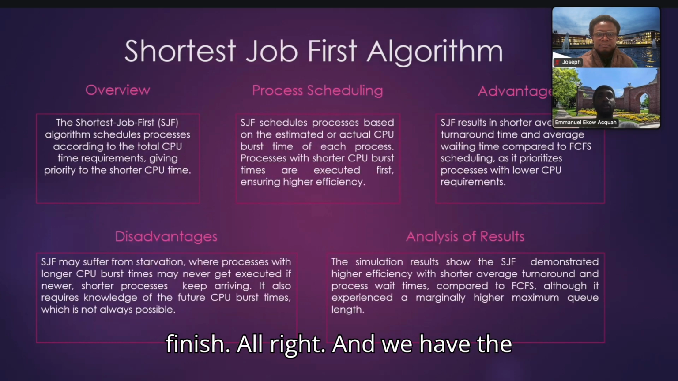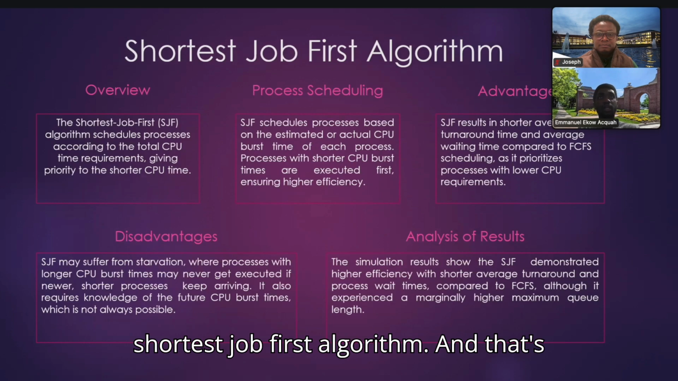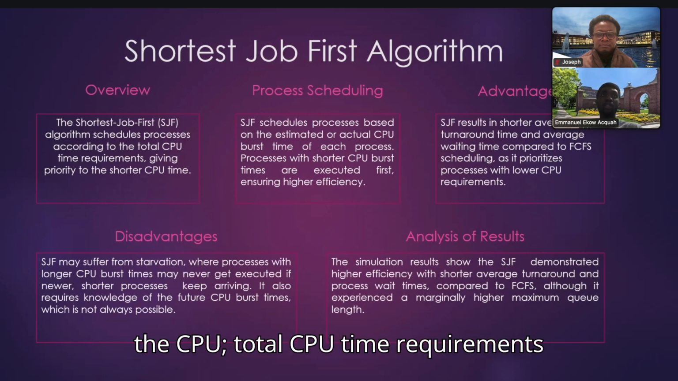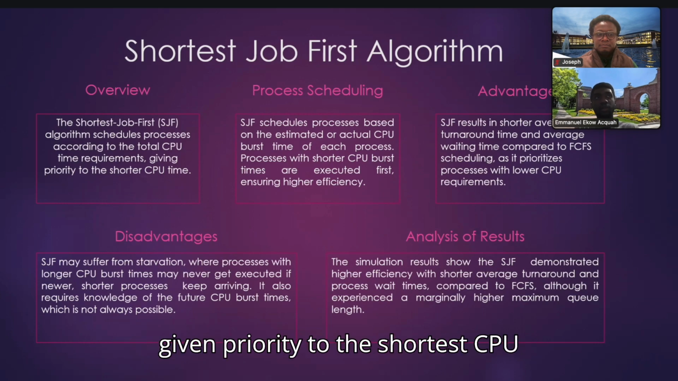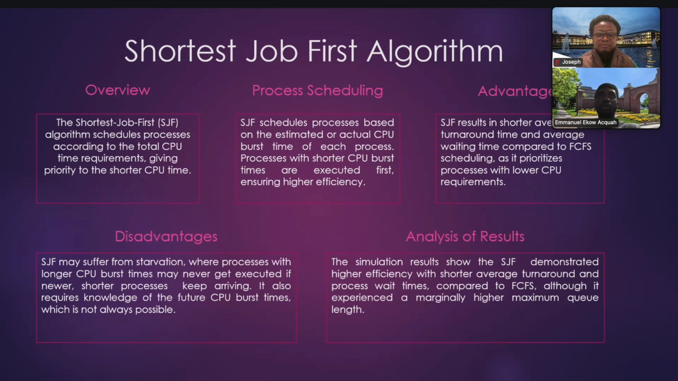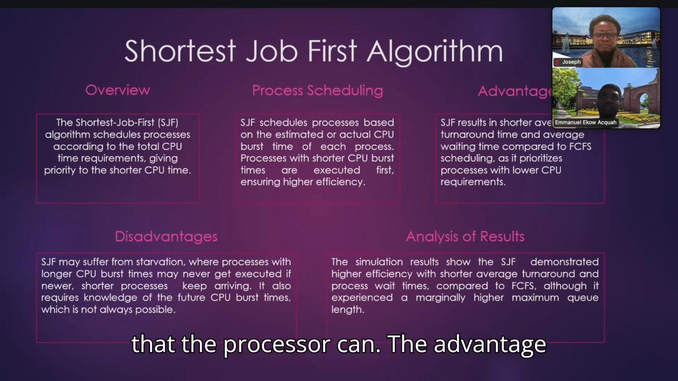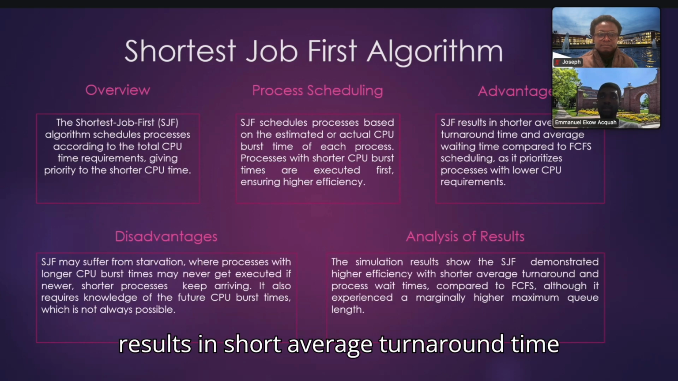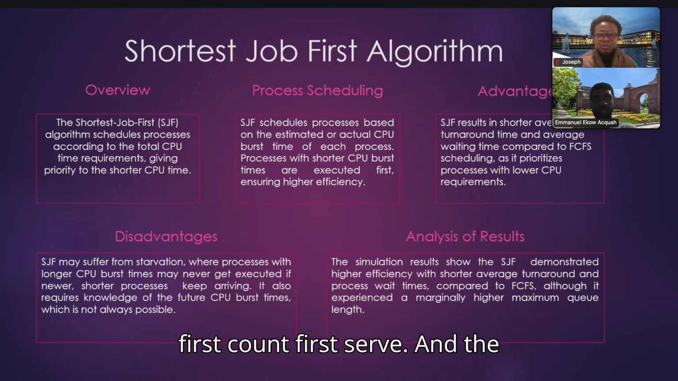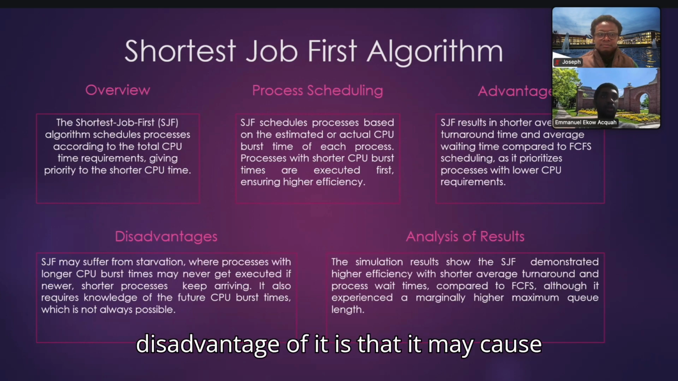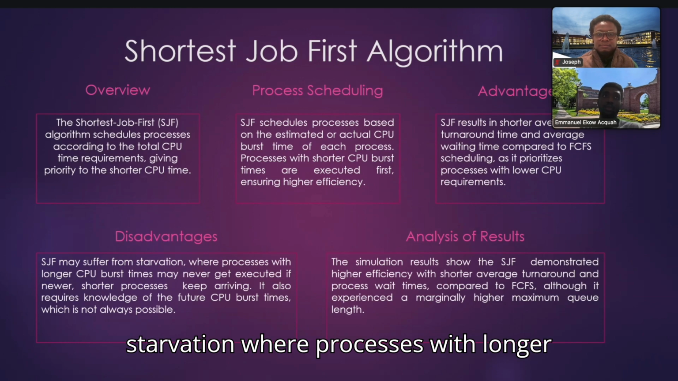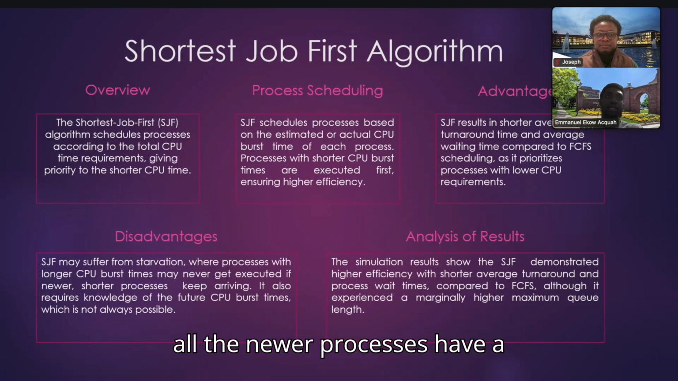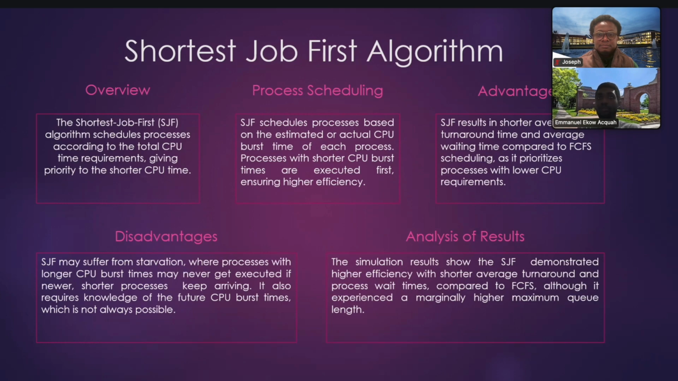All right. And we have the shortest job first algorithm. The overview is that the shortest job algorithm schedules processes according to the total CPU time requirement, giving priority to the shortest CPU time. The advantage of it is that the shortest job results in shorter average turnaround time and average waiting time compared to the first come, first serve. A disadvantage is that it may cause starvation, where processes with longer CPU burst time may never get executed if all the newer processes have a short processing time.